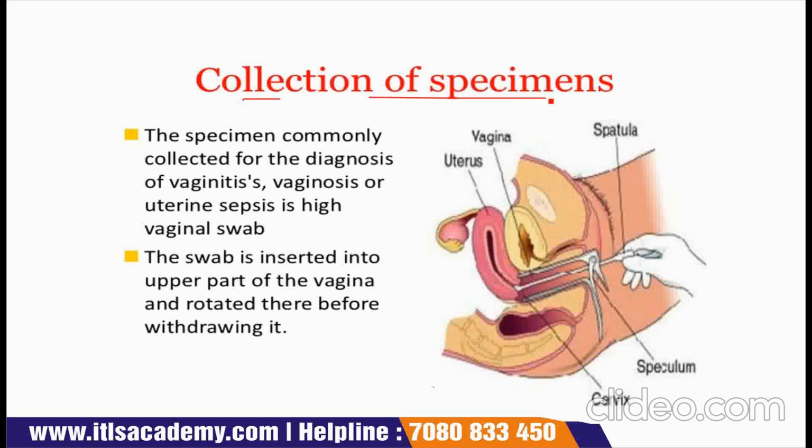Collection of specimens. This diagram is showing the collection process, how this particular person is collecting a specimen. This diagram is showing vagina, uterus, spatula. Someone is holding a spatula, and with the help of the spatula, fluid or discharge is collected from this particular area as specimen. This is the speculum, and this is the cervix, and the sample is taken from the cervix. This fluid is taken with the help of the spatula.